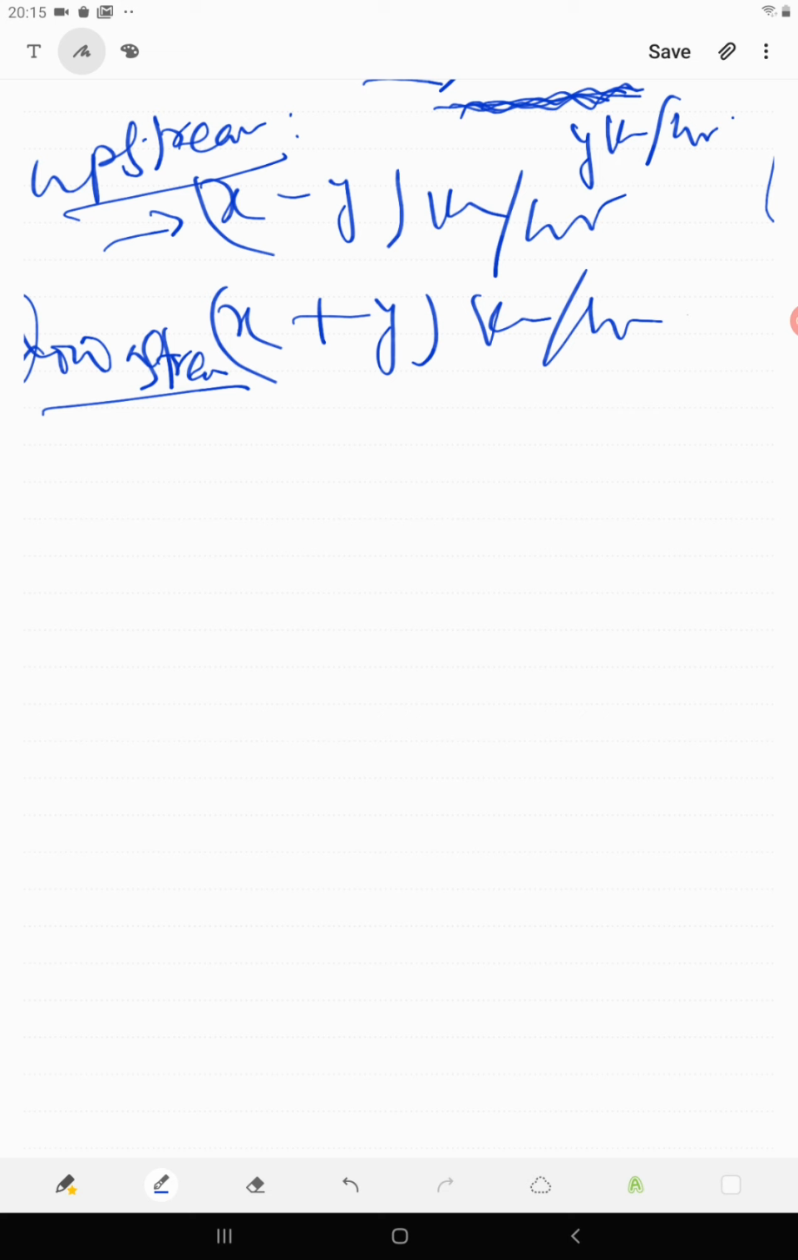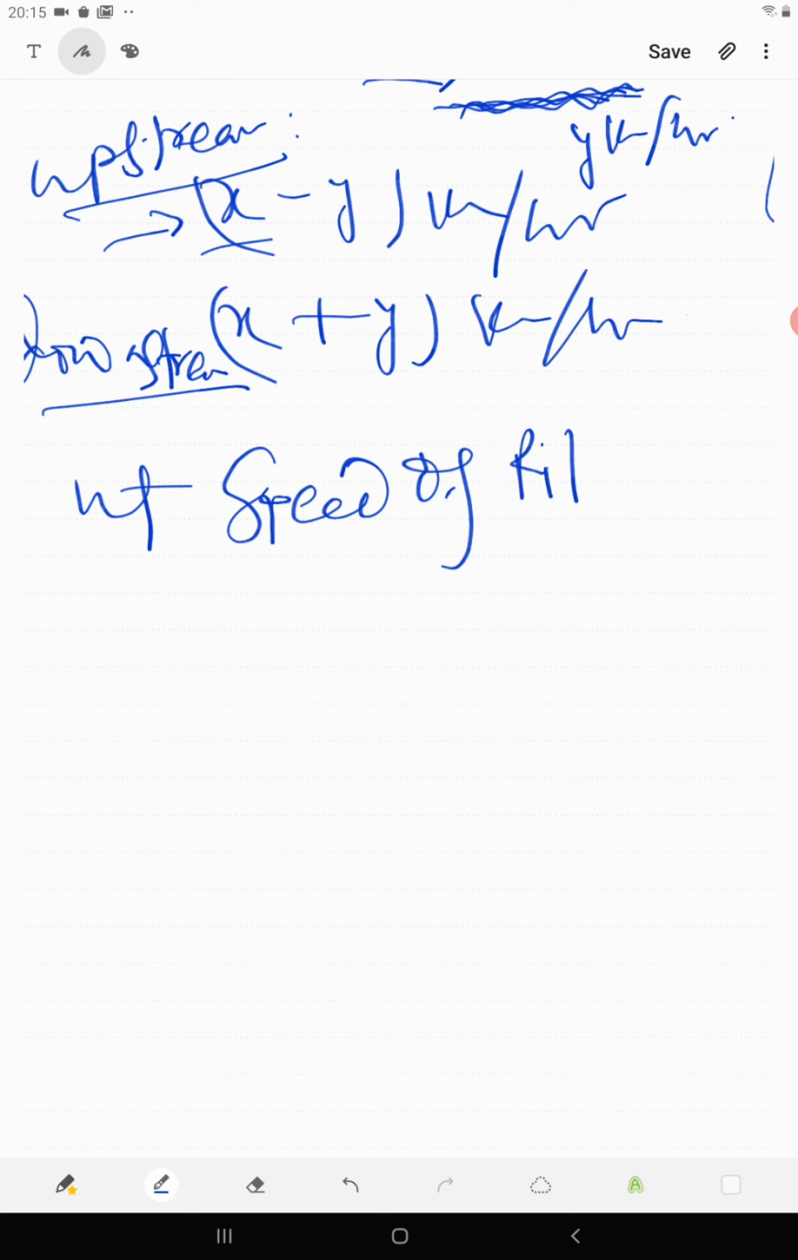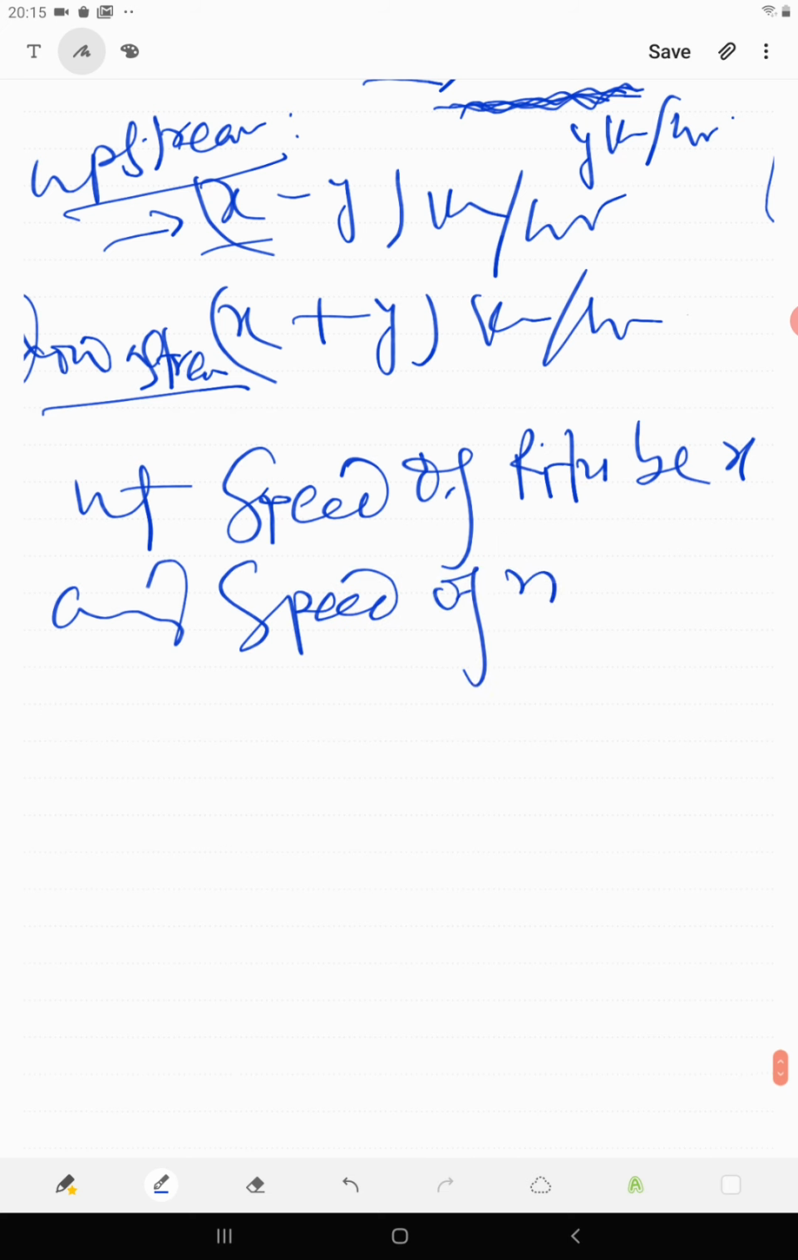Okay, so first is downstream. If we assume in the same way, let the speed of Ritu be x and the speed of the river be y. So instead of a boat it is Ritu. We can also swim, right? People can swim, so it's the swimming speed, and the other is the river speed. Here also it's the same boat concept only.